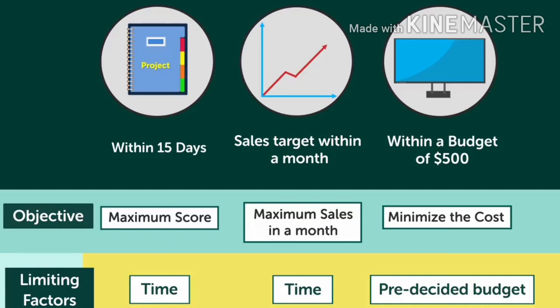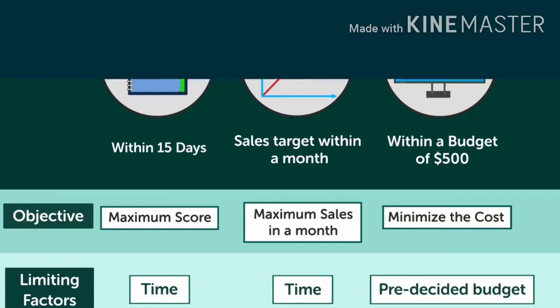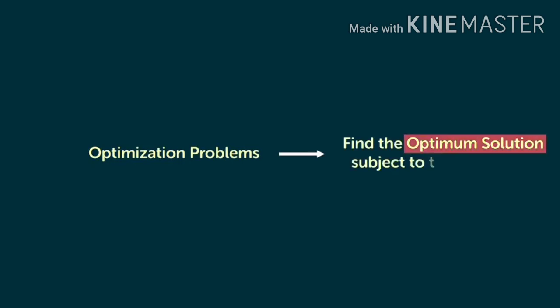These limiting factors, that is, the scarce resources, act as constraints in finding the best possible solution of the given problem. In simple words, the aim of the optimization problem is to find the optimum solution subject to the constraints of the given problem. This means we need to find the best possible outcome by allocating the scarce resources.